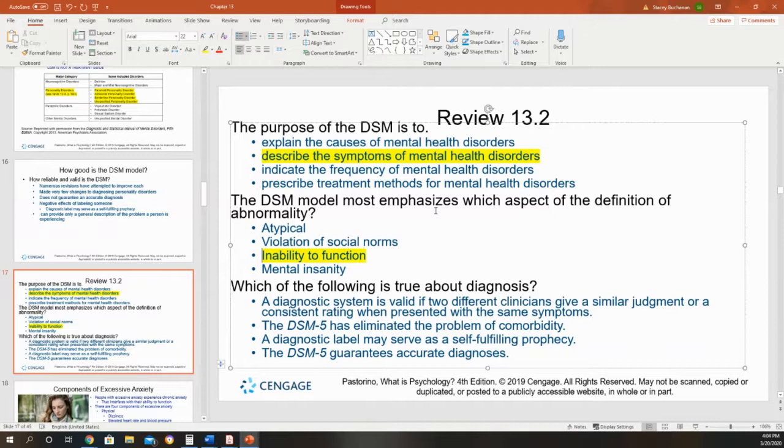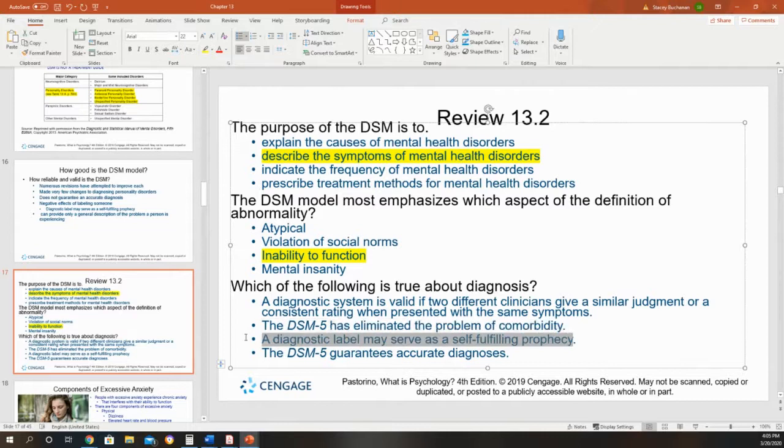And then which of the following is true about diagnosis? A diagnostic system is valid if 2 different clinicians give a similar judgment or a consistent rating. DSM has eliminated the problem of comorbidity. Diagnostic label may serve as a self-fulfilling prophecy, or the DSM guarantees an accurate diagnosis. Well, I'll give you a moment to think about that one.